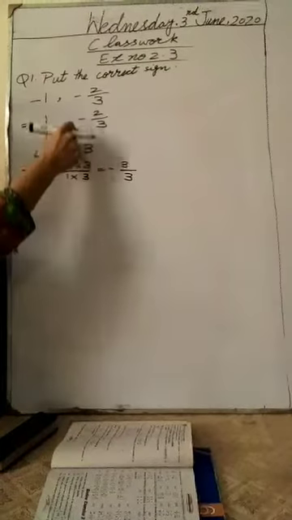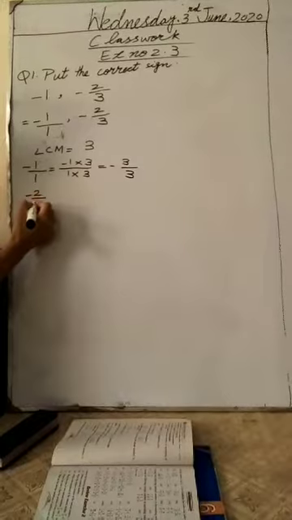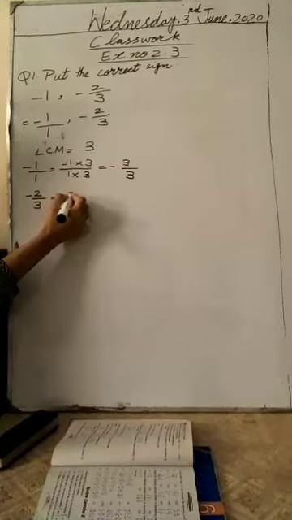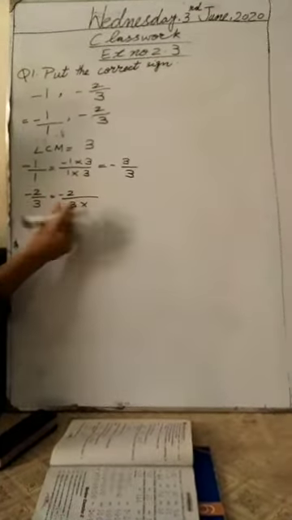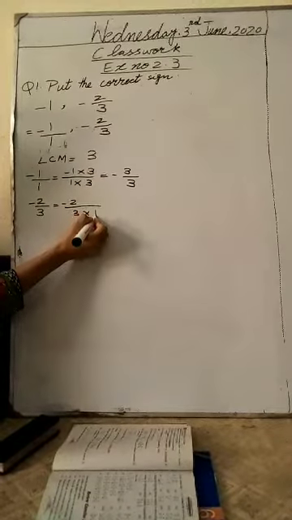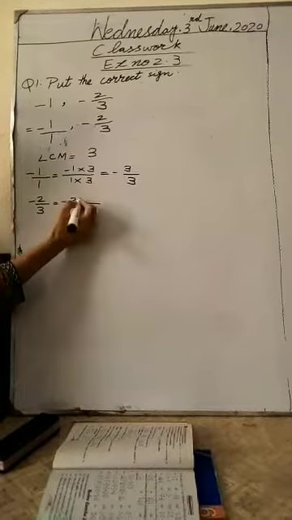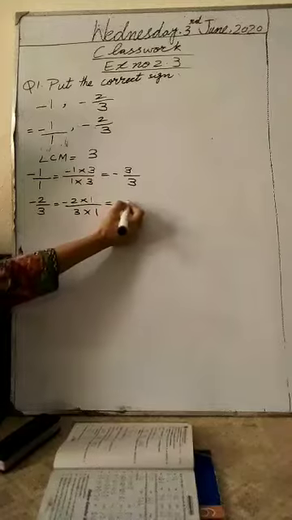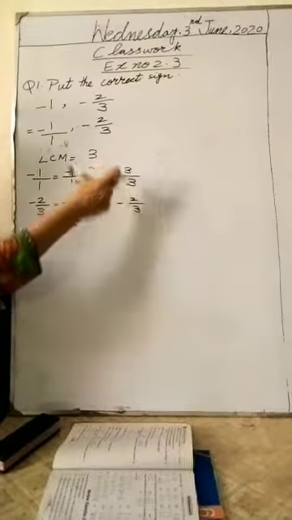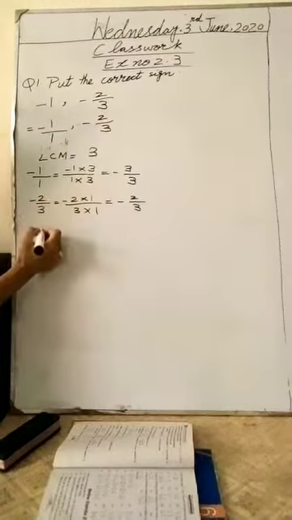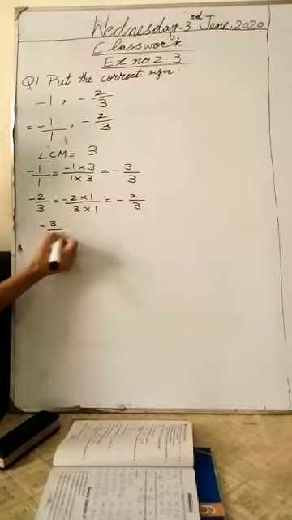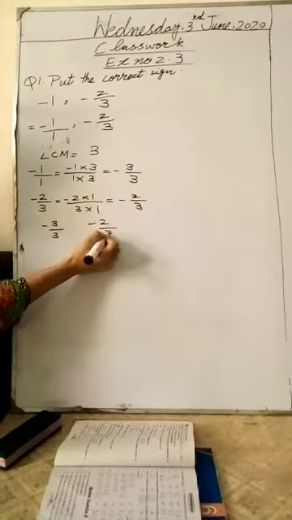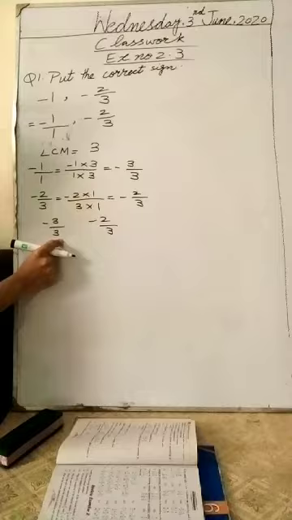Now take your second value. Minus 2 over 3 equals minus 2 over 3. 3 multiplied by 1 will become 3. Multiply in the numerator. Minus 2 over 3. Now write your new values. Minus 3 over 3 and minus 2 over 3. Now the LCM are same.